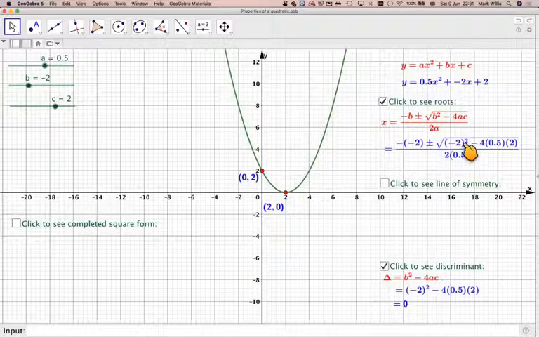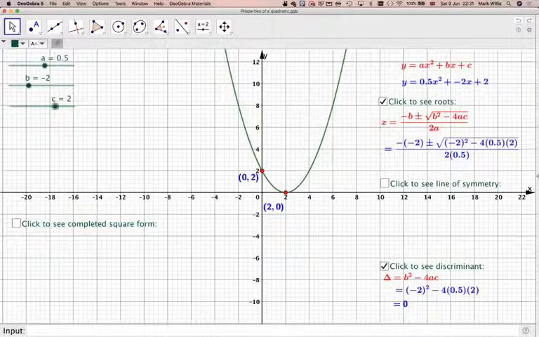So if this is equal to 0, the root will be at minus 2 divided by 2 times 0.5. So minus 2 in this case, 2 times 0.5. This bit won't exist, which is actually x is equal to 2. You're only going to get one root because we're not going to do the plus or minus square root sign.